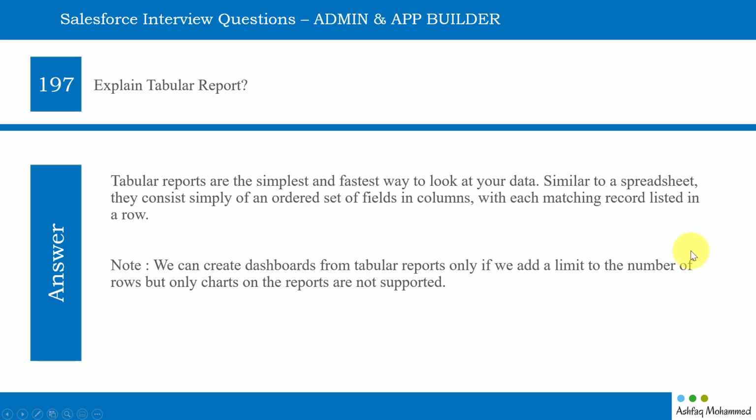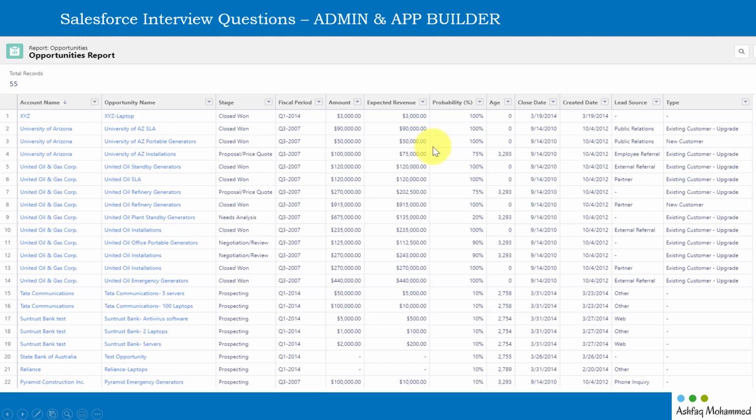We can still create the dashboards for tabular reports, but what it automatically does is limit the number of rows. It can show only 100 records on that tabular dashboard. Okay, try this and let me know in the comments if you're able to create it. Okay, so the tabular looks like this simple one. You have columns and you have rows, nothing else, no fancy things. Same like a spreadsheet, right?